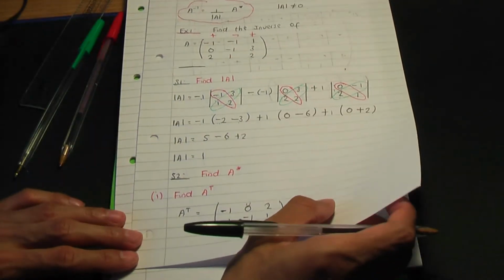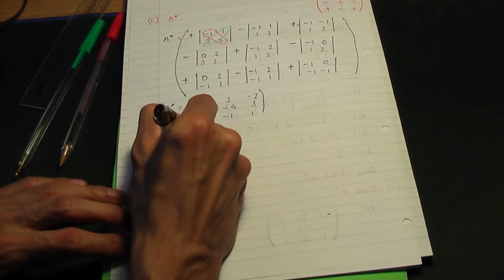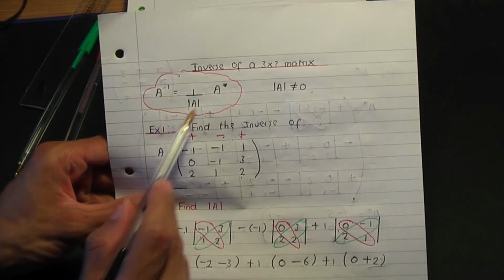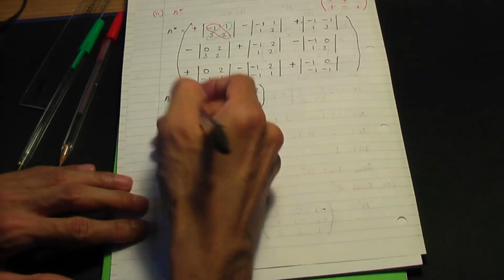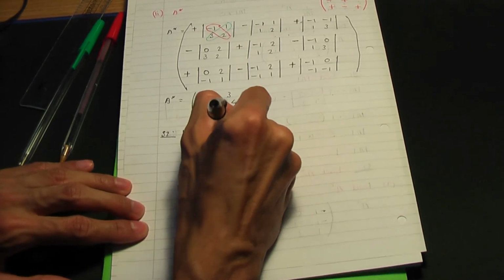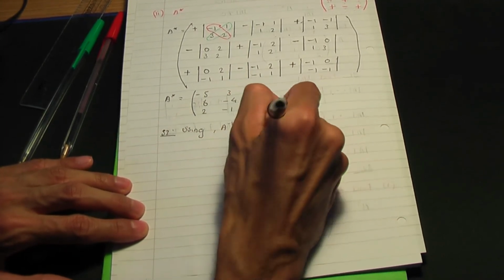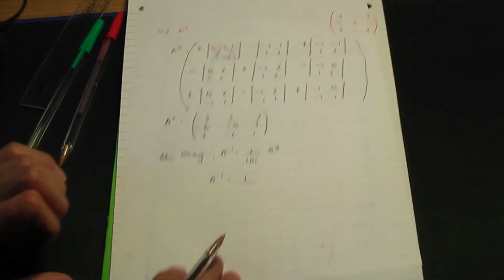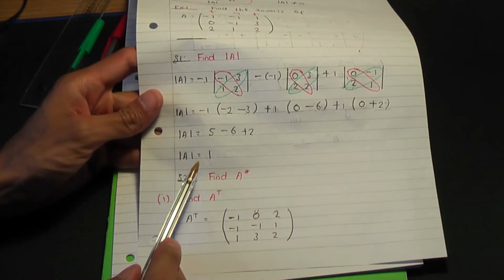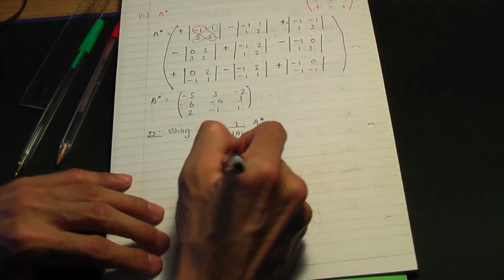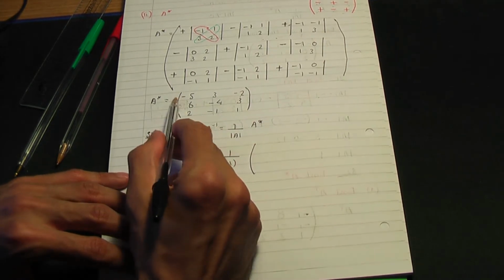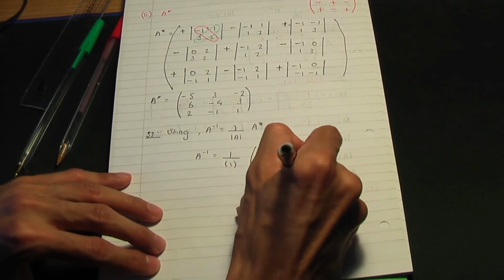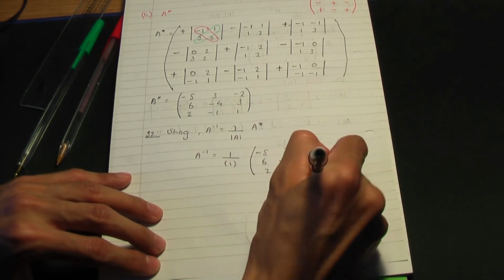And the next step is step 3. Step 3 is to use the result. For the inverse, it's 1 over the determinant times the adjoint. So in this case, A inverse is 1 over the determinant multiplied by the adjoint. If we go back, the answer of step 1 for the determinant is 1. So it's 1 over 1 multiplied by the adjoint. The answer of step 2: -5, 3, -2, 6, -4, 3, 2, -1, 1.